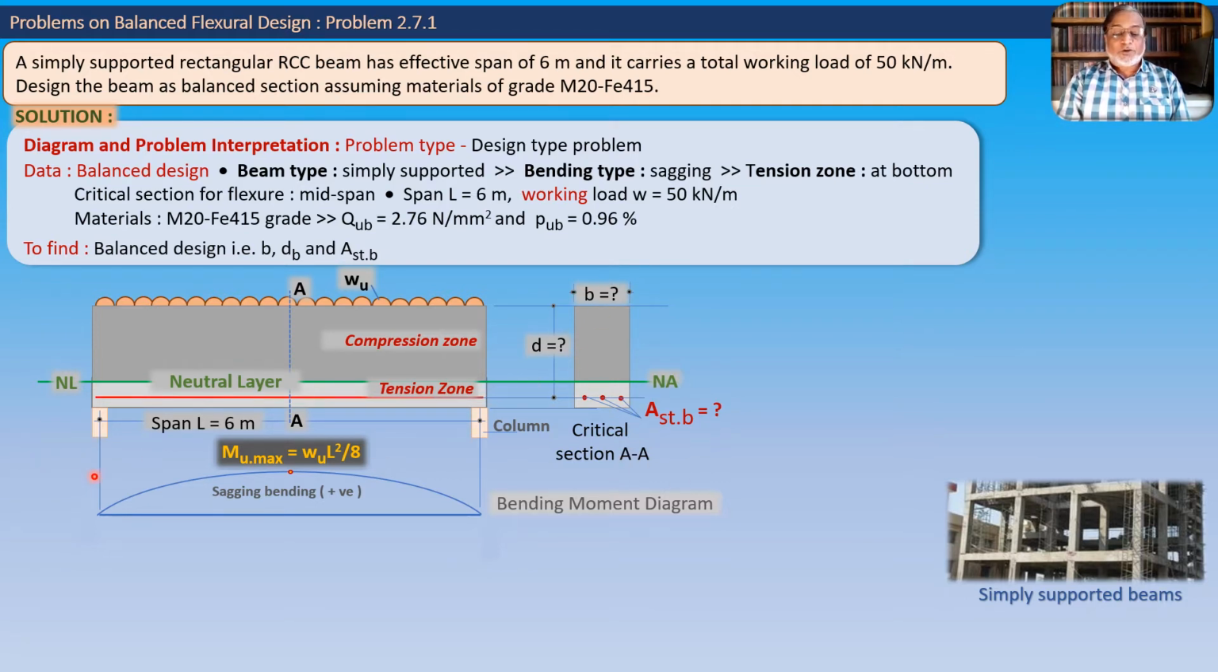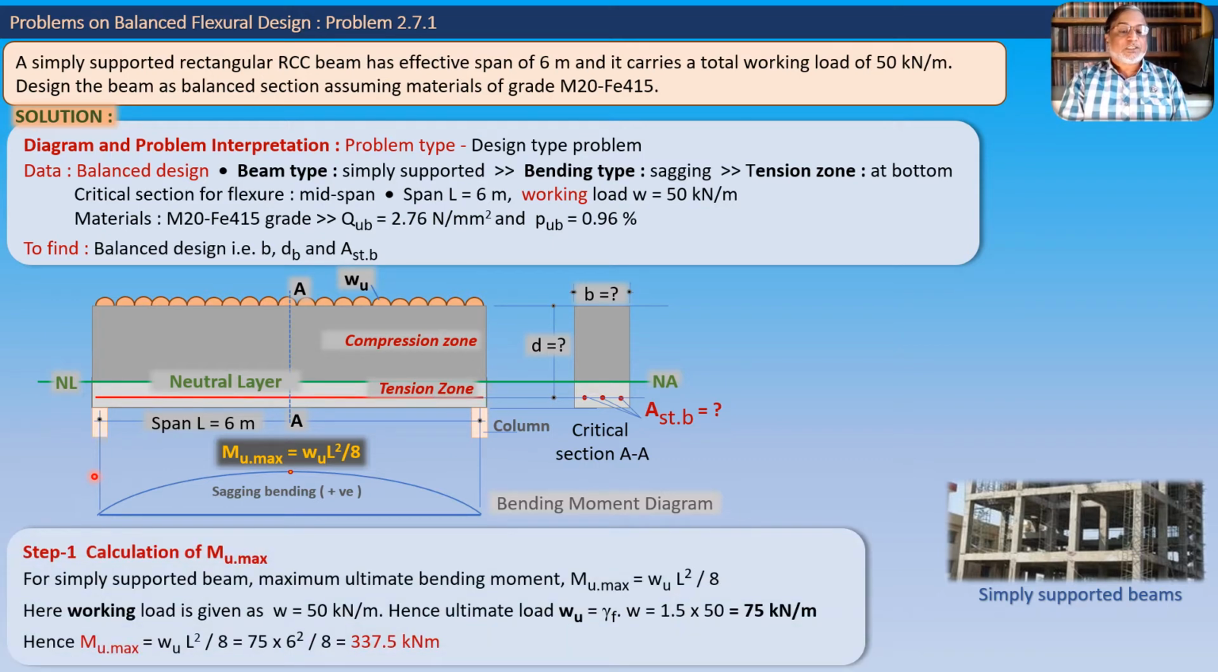Now we will proceed to step 1. First of all, while designing the beam, we will have to find out the maximum bending moment the beam is supposed to resist. So calculation of MU max. MU max means the maximum ultimate bending moment the beam is supposed to resist. Now the data is given.